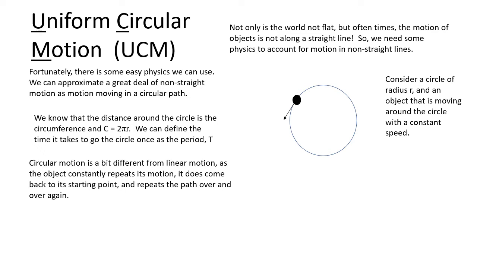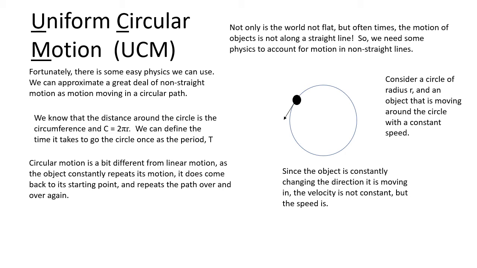Circular motion is a bit different from linear motion. The object constantly repeats its motion, and it does come back to the starting point. It will repeat itself over and over again. Since the object is constantly changing the direction it's moving, the velocity is not constant, but the speed is. And that's going to be a key point.